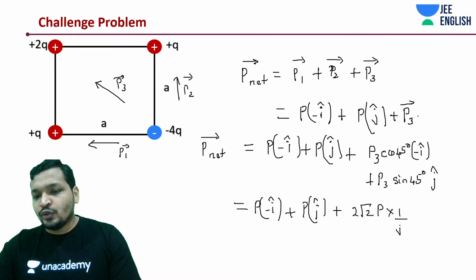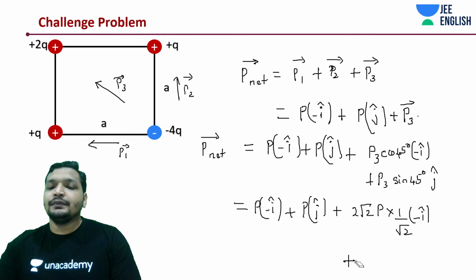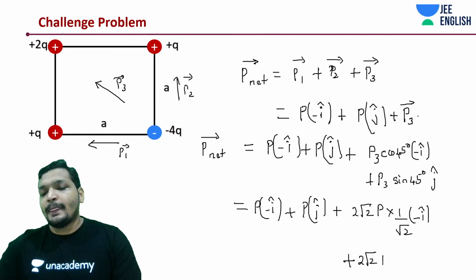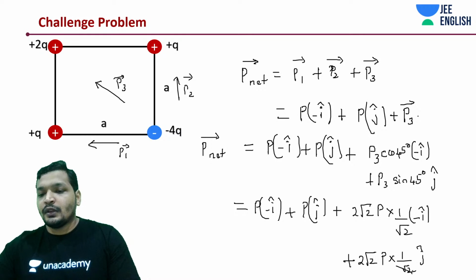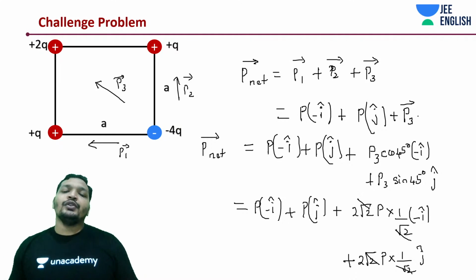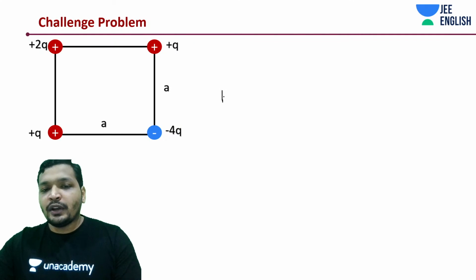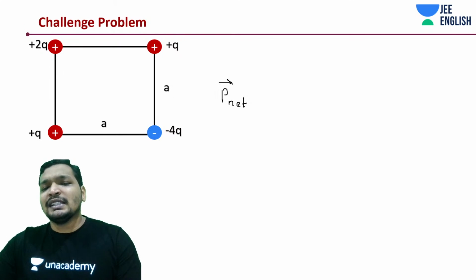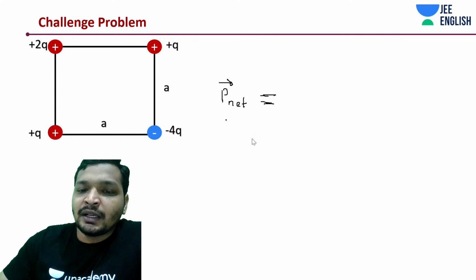So 2 root 2P into 1 by root 2 minus I cap, plus 2 root 2P into sin 45, 1 by root 2 plus J cap. Root 2 gets cancelled, root 2 gets cancelled. What do you have left over? We'll just carry it on to the next page. I hope you are taking down the notes. It's a simple one. I'll show you some easy methods of working around such problems. So first of all, always standardize some things, and that will become really easy.